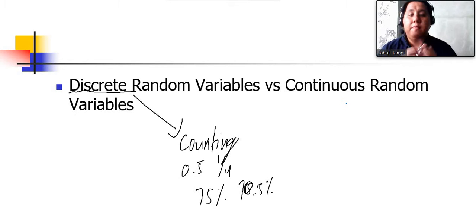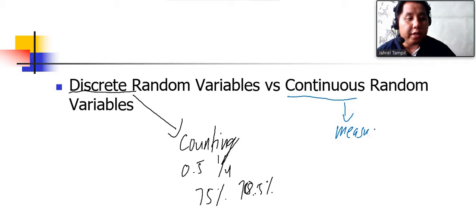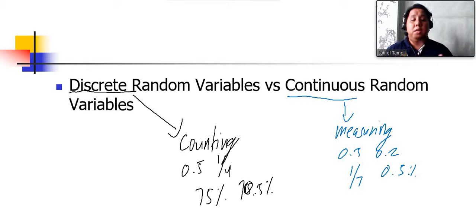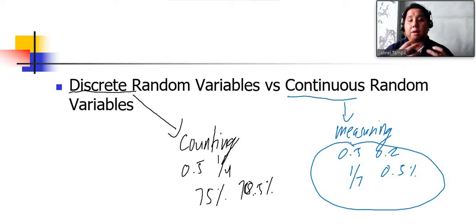Whereas when we talk about a continuous random variable, this is obtained most of the time by measuring, which would imply that its distinct feature is that we would have a 0.5, 0.2, a 1/7, a 0.5%, and all of those things. So these parts of a whole are counted if the variable is continuous. And it is the same definition when we talk about random variables.